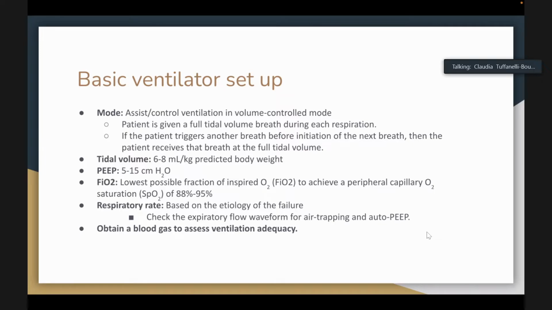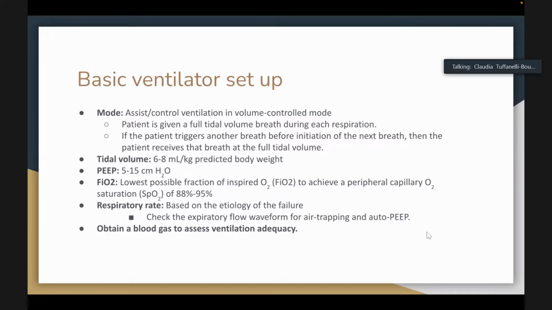And then FiO2, you want to go as low as you can. So you can start at 100% and then titrate down so that their oxygen saturation is between 88 and 95%. Really 98 is fine. You just don't want them at 100% because then they can start to have lung damage, and you obviously don't want them to be hypoxic. So start them at 100 and then titrate them down as you can.